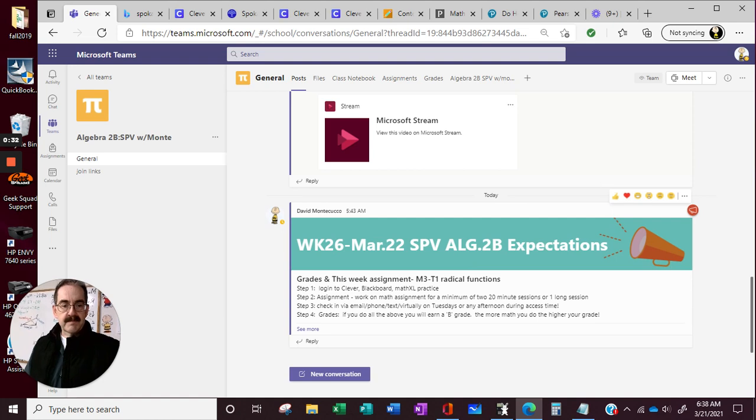Our week's expectations will be: log into Clever, Blackboard, Math Excel. Assignment: work on math assignments for a minimum of 2 20-minute sessions or 1 long session. Check in via email, phone, text, virtually. We meet on Tuesdays if you want, or any afternoon during access time. If you do everything above, you'll get a B.